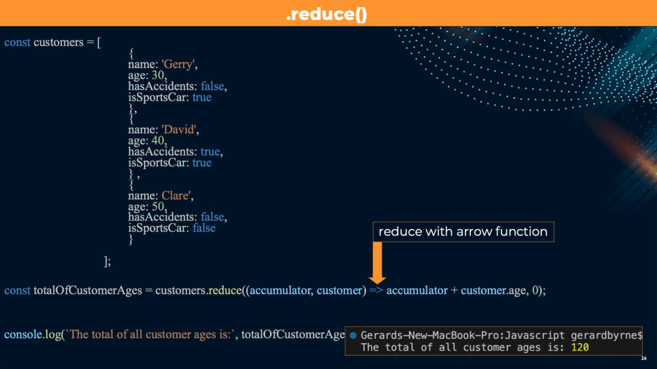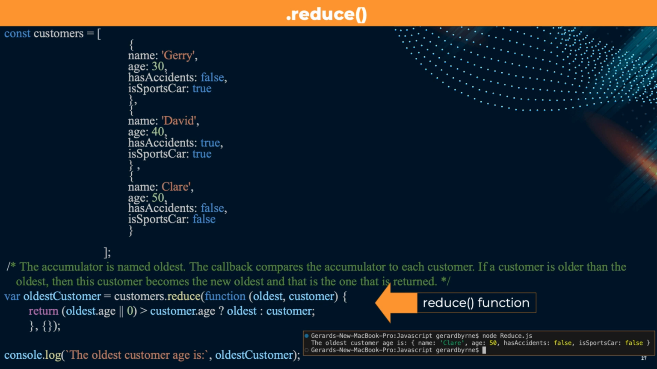Now we can do it a different way again. So in this case, what we want to try to do is to find the oldest. So we're going to do a reduce, and we're going to use just function, oldest and customer. Again, the names really don't matter that much. We can change them if we want, but it just makes it easier for me to understand that this will be the oldest and this will be to do with the customer.